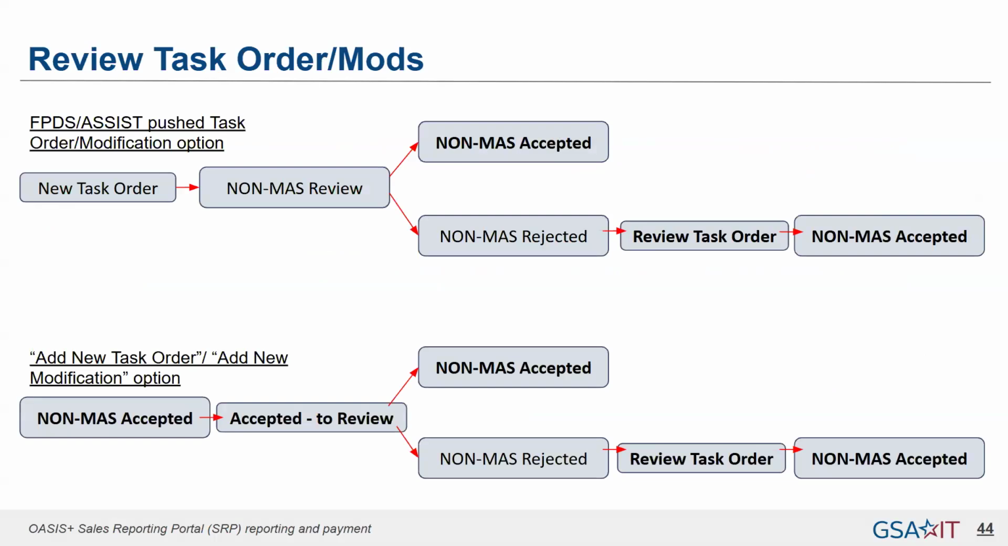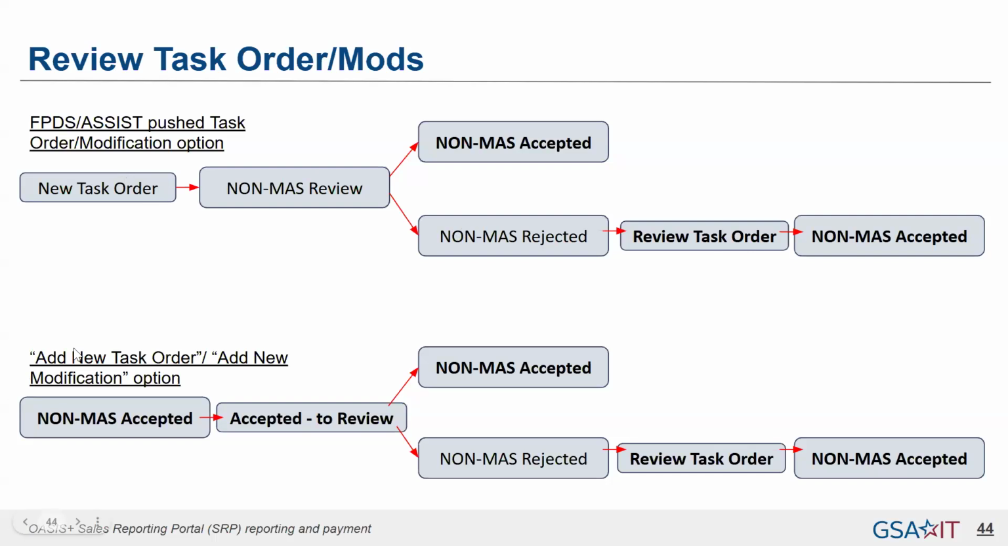But here's the quick, simple flow chart to follow. If the data push comes from FPDS, it goes into new order status. You need to take action on it, then submit it for review. So it's in the review status. Hopefully everything is clean, and then it goes into non-mass accepted. You'll notice all the nodes end with non-mass accepted. That's what we want at the end of the day. If it gets pushed back, it gets rejected, then it goes back into review task order status when you submit it again for corrections. And then finally, it gets accepted because we made all the right changes.